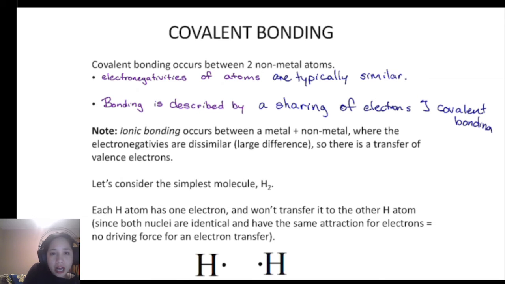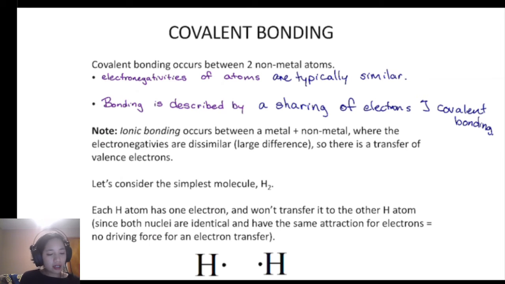And then we can contrast that to ionic bonding, where that occurs between a metal and a nonmetal, and typically those electronegativities of the atoms that are involved, usually there is a big difference. So there's a large difference, and that's where the transfer of valence electrons occurs. So if you think back to our sodium chloride example, if you look at the electronegativity for sodium and for chlorine, you'll see that there's a big difference.